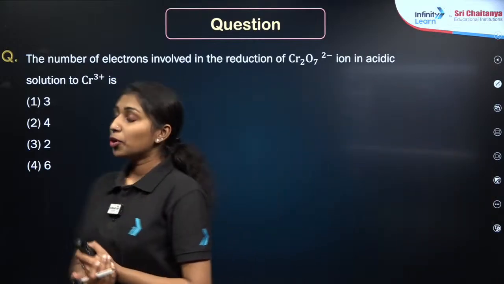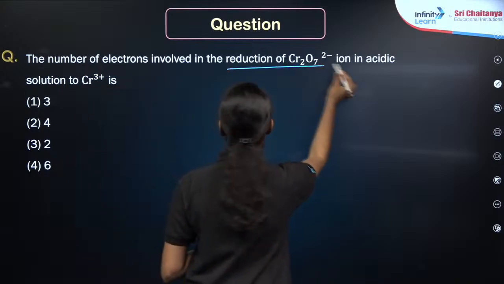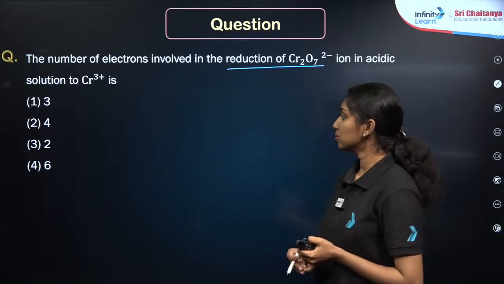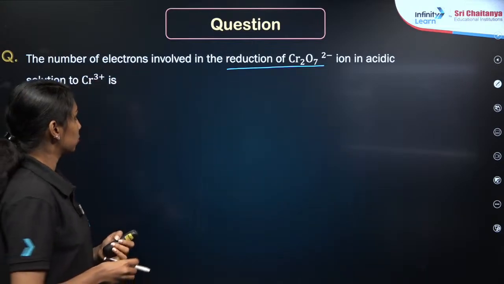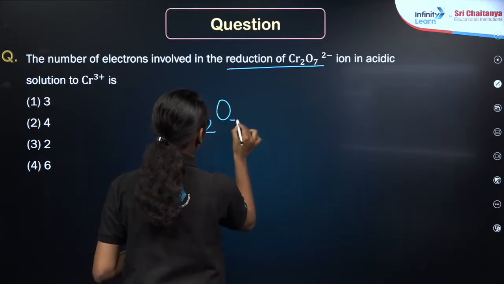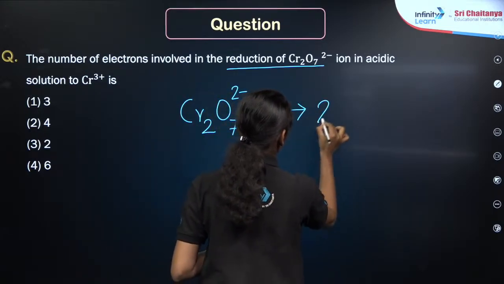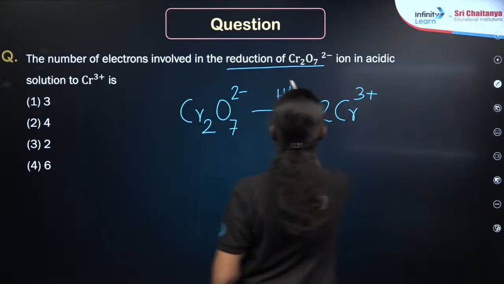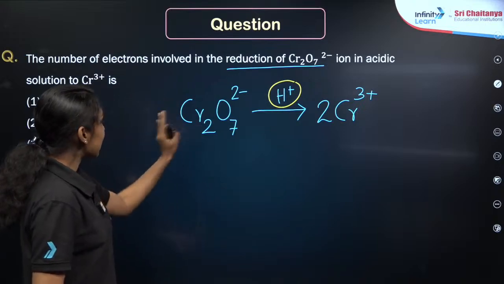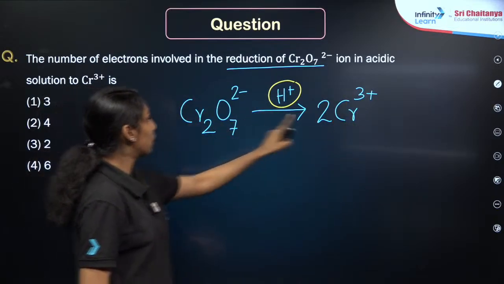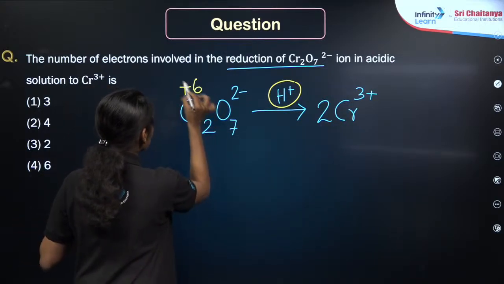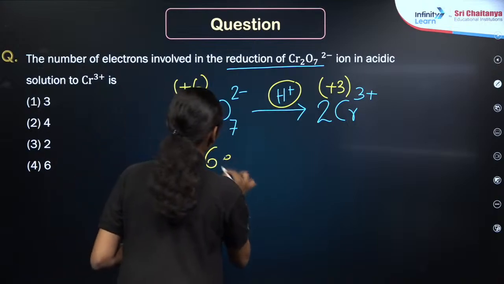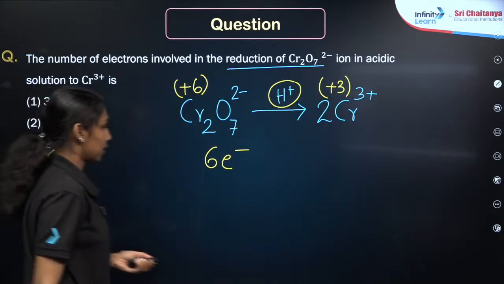Okay, here is the next question. The number of electrons involved in the reduction of Cr2O7 2- ion in the acidic solution to Cr3+. In the case of acidic medium, the dichromate ion changes to Cr3+ ion, right? Here 2 chromium atoms are present, so I am multiplying with 2. It is changing its oxidation number from +6 to +3, which means that 3 electrons are gained for 1 chromium atom. If we take 2 chromium atoms, 2 into 3, 6 electrons, right? 6 electrons, which means option 4 will be the correct answer. Clear?